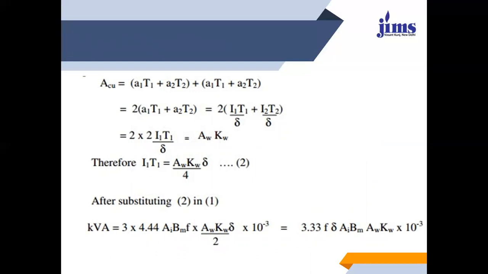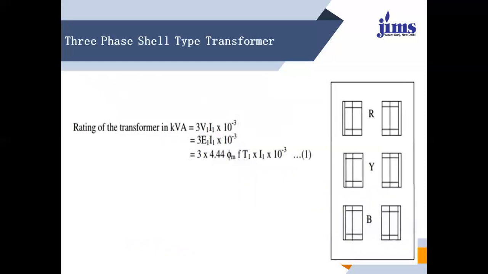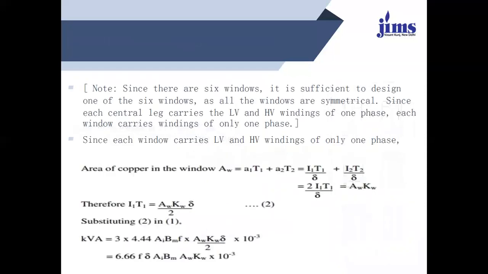Now it was for the single phase, and now it will be for the three phase connection. This will be the final equation which we derived. For the three-phase core type transformer, only the structure will be different, but the equations associated with it will be approximately the same. Only the three-phase factor will be multiplied, and 4.44 times phi m f T1 into I1 into 10 power minus 3 is the equation which we get on this side.